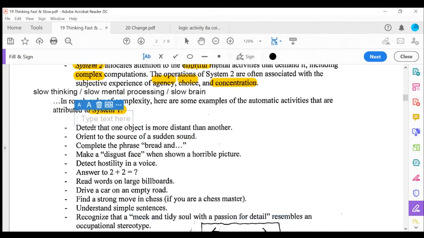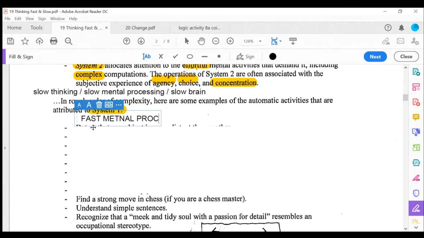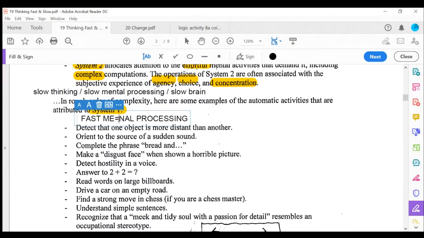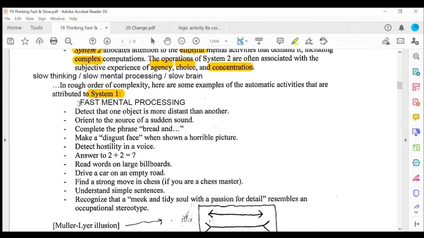So just to be clear, let's put this title at the top here. All of this is fast mental processing, which I couldn't spell correctly. Let me try again. Still couldn't spell it correctly. There we go. All of this fast mental processing right here, orienting to the source of a sudden sound. Let's say you just hear a crash. For some reason, you just intuitively know, for most of us, where that crash came from, which side, to your left, to your right, behind you, in front of you. Most of you will be able to finish this phrase pretty quickly. Bread and blank. What follows bread and? What's the next word in bread and what?